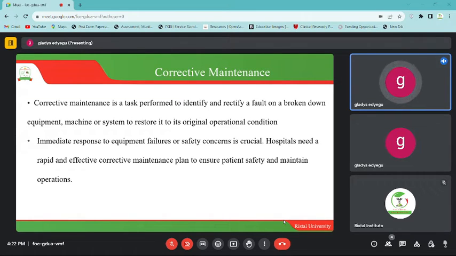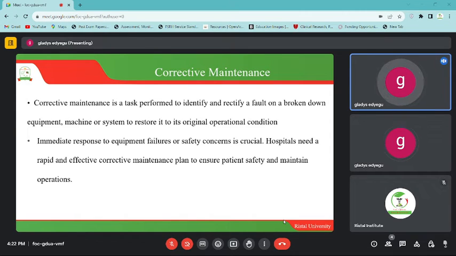So immediate response to equipment failures or safety concerns is crucial. When these machines break down, and you very well know that these machines help us in so many ways of handling our patients, of providing services in the hospital, it's very, very crucial that this should be handled immediately when it happens. So hospitals need to have a rapid and effective corrective maintenance plan to ensure patient safety and maintain operations.